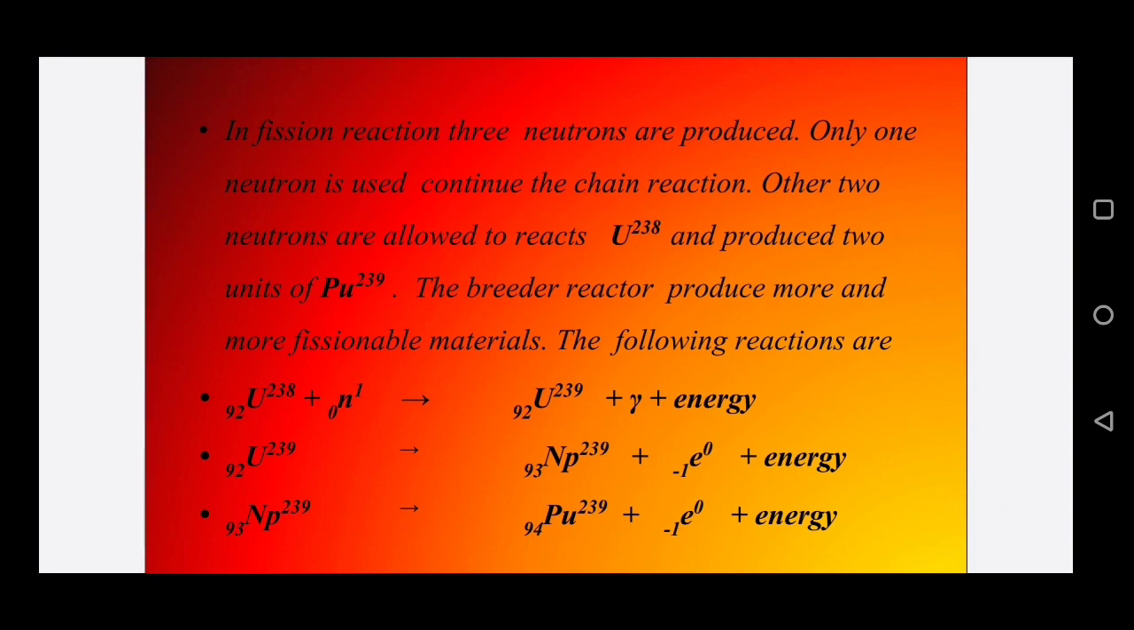See the following reaction. When a neutron bombards uranium-238, it gives uranium-239. The uranium-239 is not stable, hence it is converted into neptunium-239 and finally it is converted into plutonium-239, which is a fissionable material.